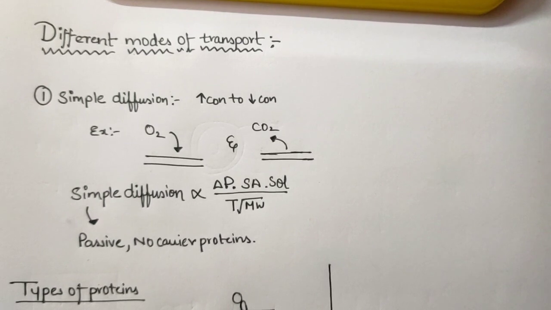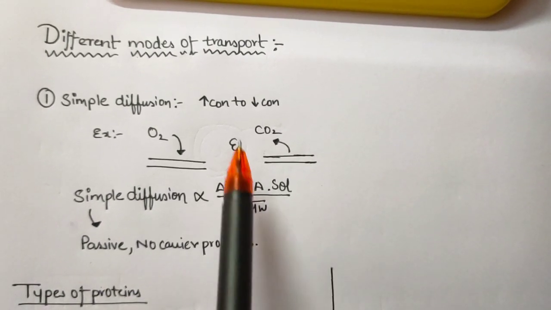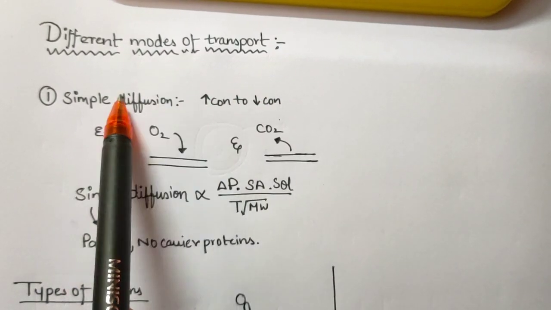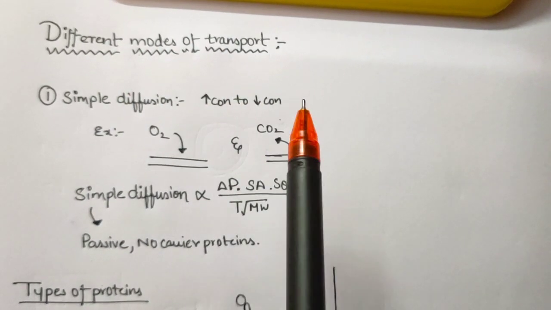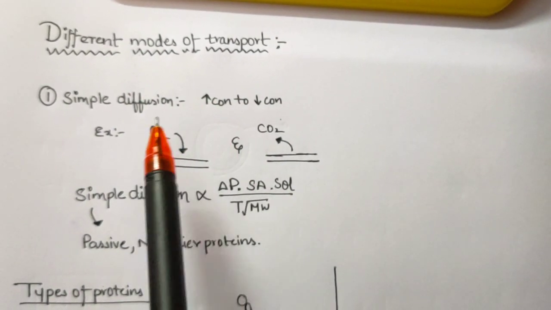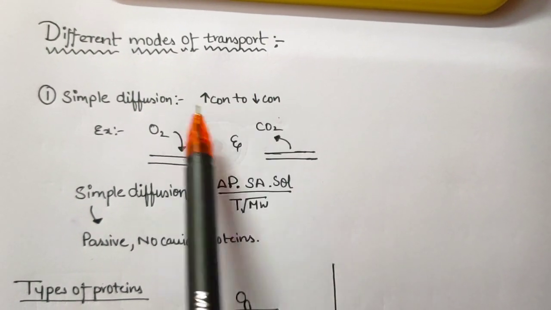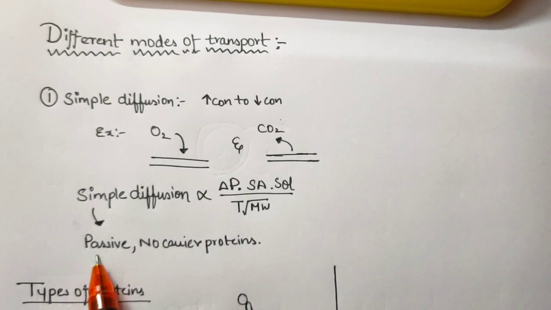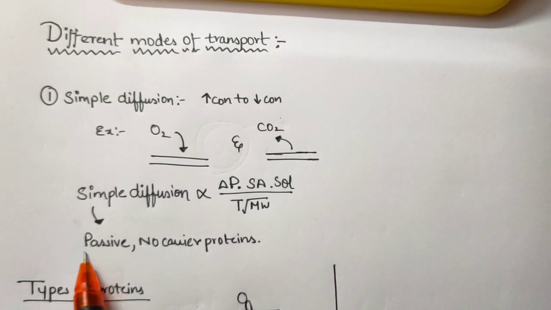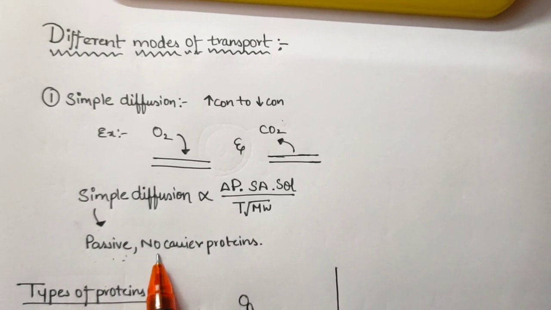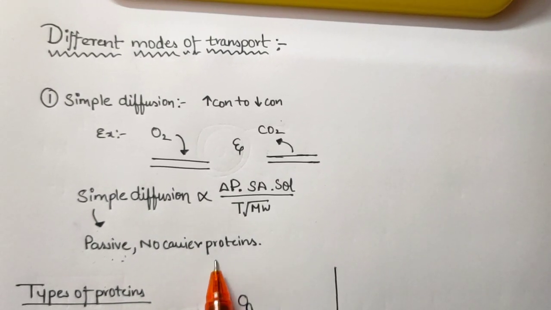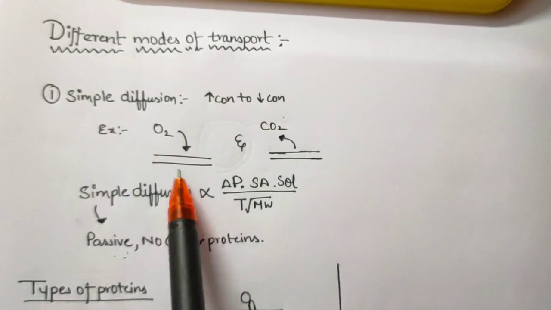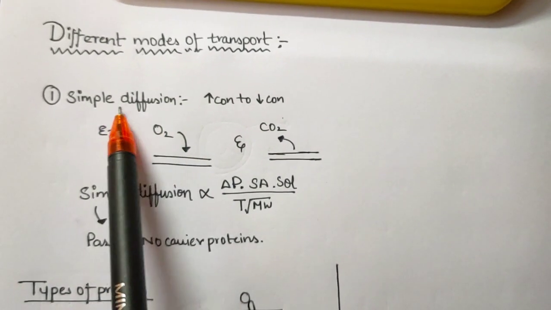First one is also known as simple diffusion. It moves from high concentration to low concentration, and it is applicable to small and lipid soluble substances, because it does not involve any proteins or carriers. See here, it is passive in nature, it doesn't require any energy or ATP, and it doesn't have any carrier proteins, so only small particles and lipid soluble substances can move with the help of simple diffusion.